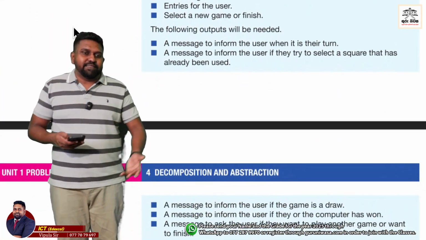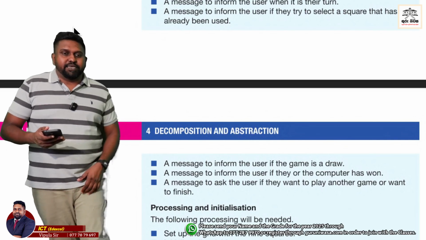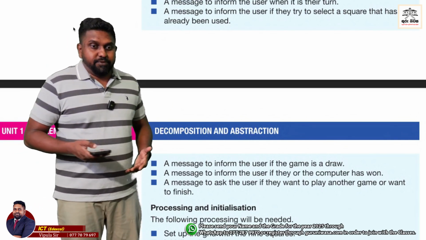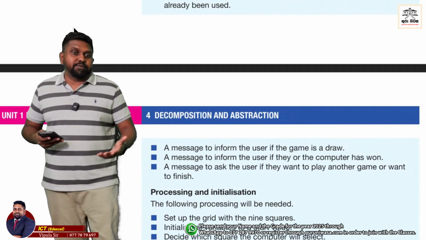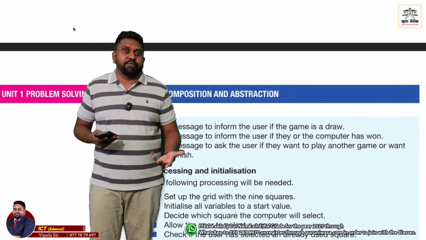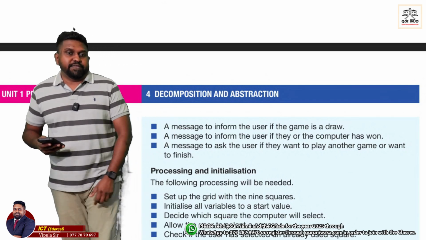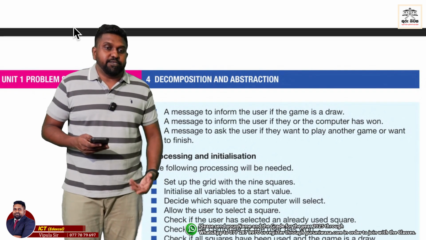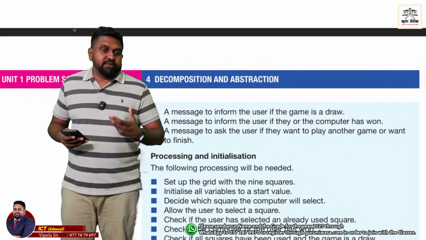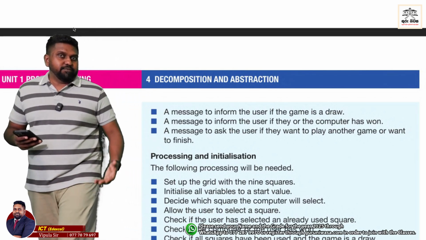So then when that is locked, then it's all good. Then we need another set of outputs, right? So there has to be a message where it will inform the user if the game is a draw, right? That also has to be a message. And a message to inform the user that they won or the computer won.